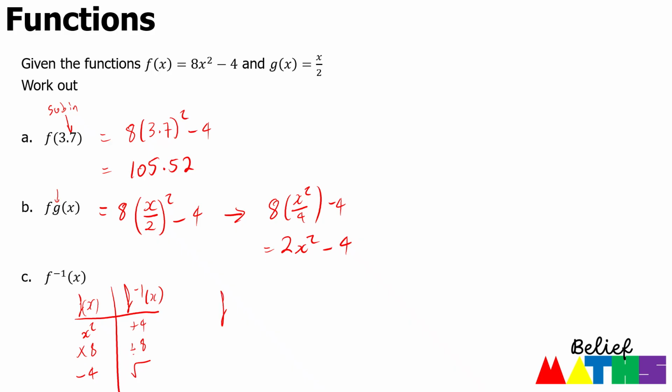So therefore f inverse of x is equal to, well, I'm going to write my x. First thing I'm going to do is add 4, then I'm going to divide everything by 8, and then I'll find the square root. And that's my inverse function of f.